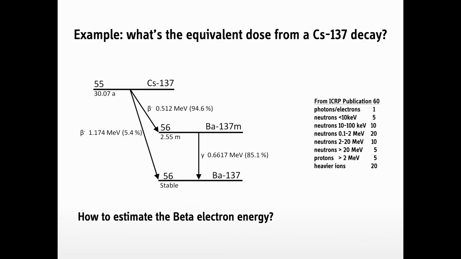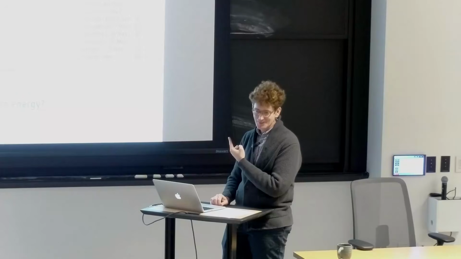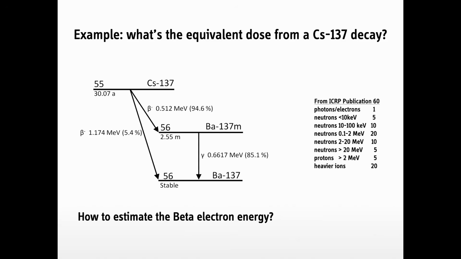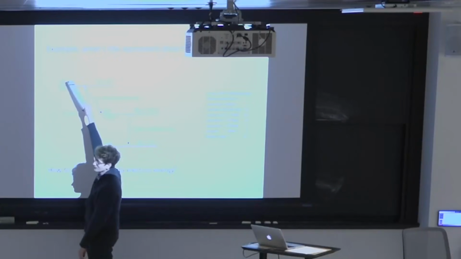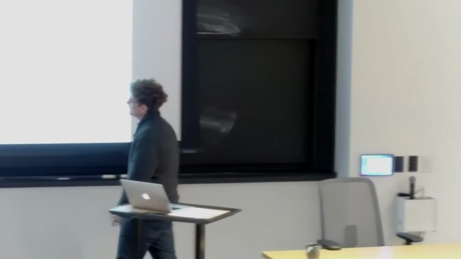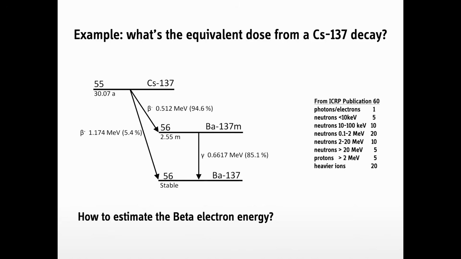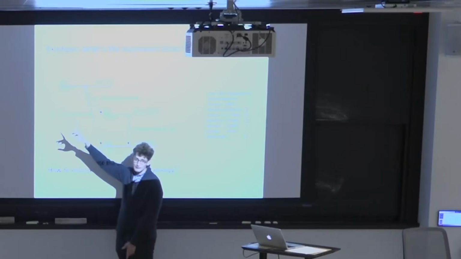So who knows how to read all these things? All right, 1 person. Let me go through it then. This is a level diagram for cesium. This is the atomic number, and this is the half-life. A stands for annum, 30.07 years. And it decays via 2 paths. Both of them are beta minus, meaning it gives off an electron. Beta plus would be giving off a positron.